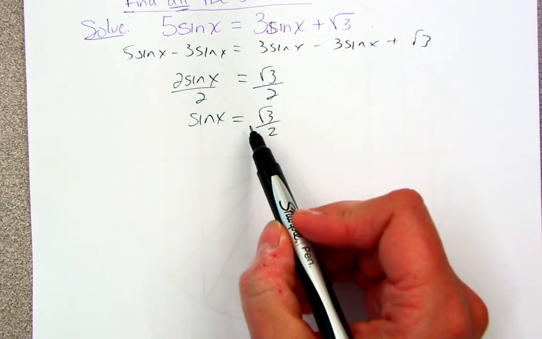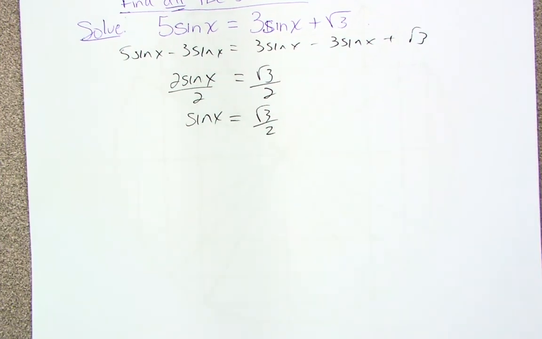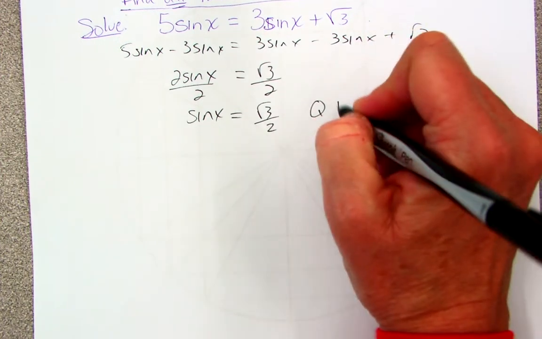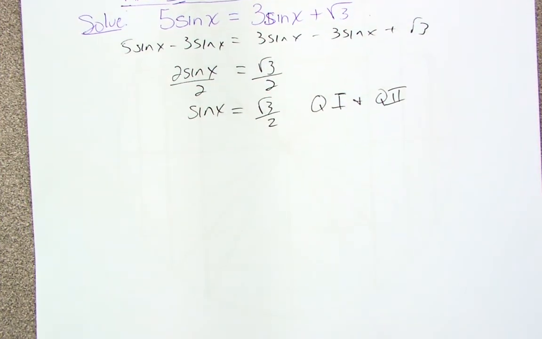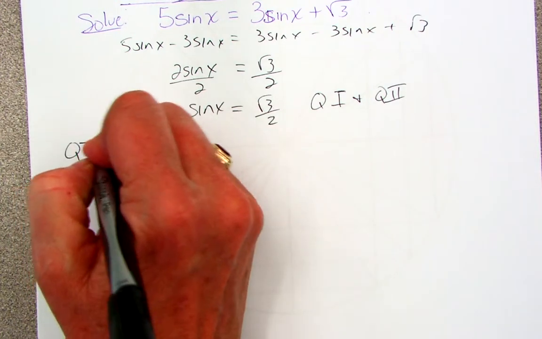Well, first off, it's positive. Is that in quadrant 1, 2, 3, 4? Where does that happen at? So I'm going to tell myself over here it's quadrant 1 and quadrant 2. So let me get all the solutions from quadrant 1 first. I'm going to scoot way over here.